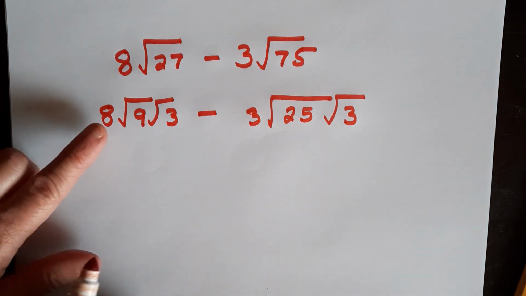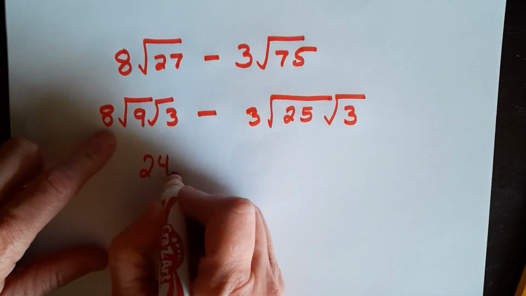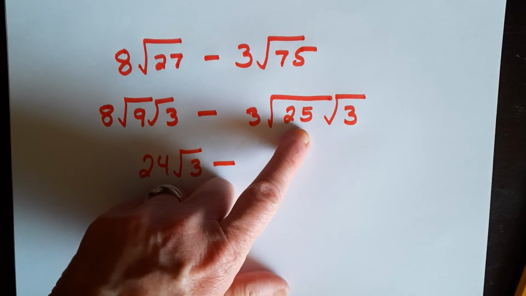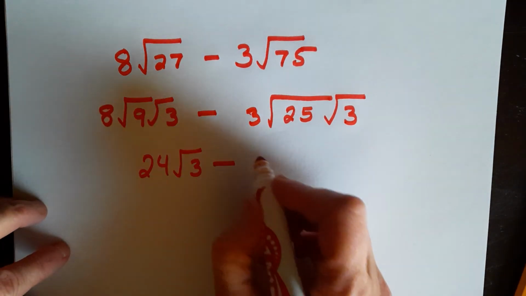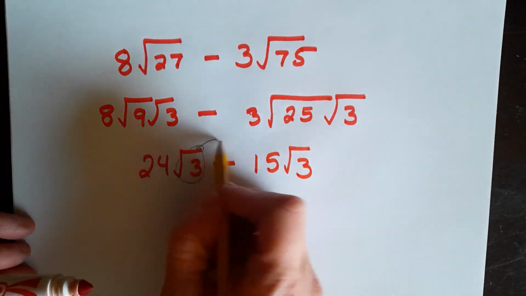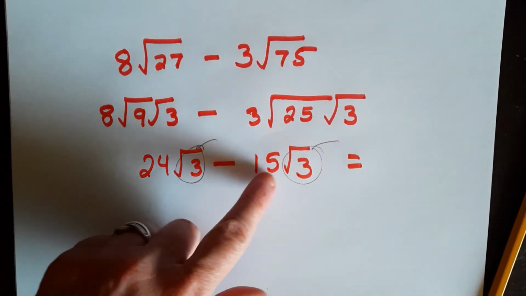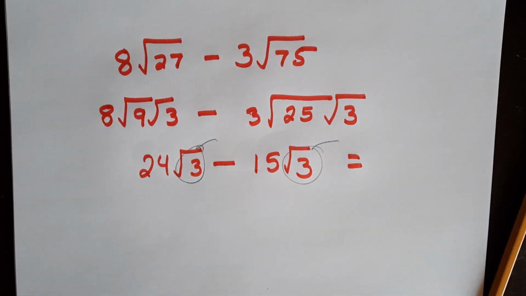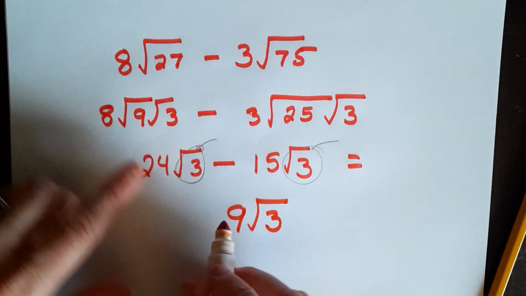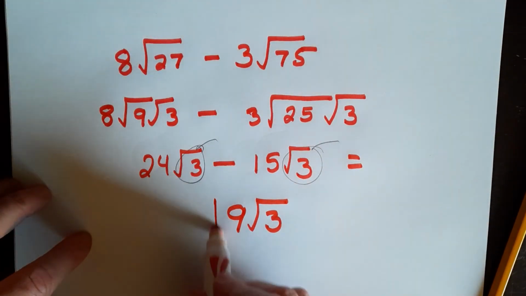So now we have 8 times the square root of 9, which is 3, so 8 times 3 is 24. We have 24 times the square root of 3 minus 3 times the square root of 25, which is 5. So 3 times 5 is 15. 15 times the square root of 3. So again, if we look at these and consider these like apples like we talked about in class, we have 24 apples minus 15 apples, which would give us 9 apples. But like I said, that's 9 times the square root of 3. So 8 times the square root of 27 minus 3 times the square root of 75 equals 9 times the square root of 3.